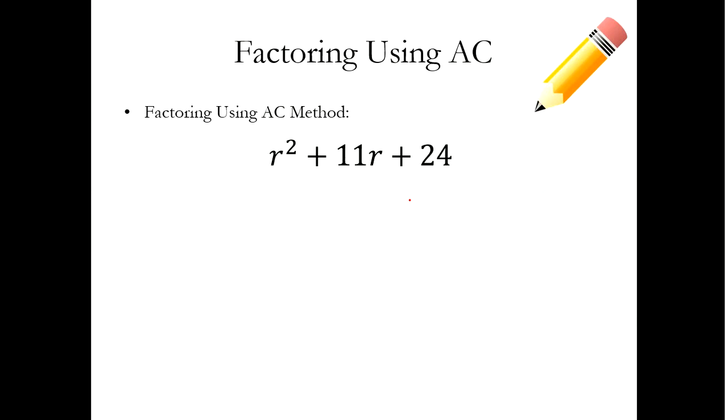Let's try it again. So let's first identify. A is 1, B is 11, and C is 24. So if I multiply, it looks like I'm getting 24. So let's list the numbers that make 24. 1 and 24, 2 and 12, 3 and 8, 4 and 6, right? And then we have all of the negative versions as well.